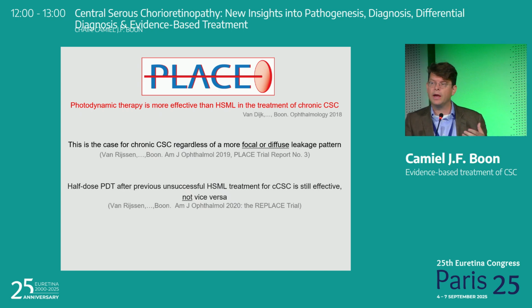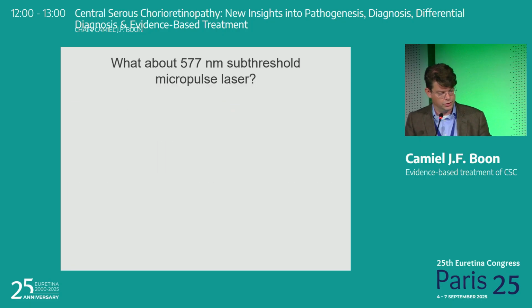And then people started to say, okay, but maybe with focal leakage, micropulse laser might be equally effective. So although the study was not powered for that, we were able to look into those subgroups, and actually we found that it didn't matter. PDT was also superior with focal leakage, and of course also in diffuse leakage. So we found that micropulse laser was unfortunately not that successful, at least not with this wavelength. But we also found that when patients did not respond to micropulse and then were treated with PDT, in the PLACE trial, PDT was still very effective, but not the other way around, unfortunately. Now, in recent years, 577 nanometer micropulse laser has emerged as a potentially more effective alternative.